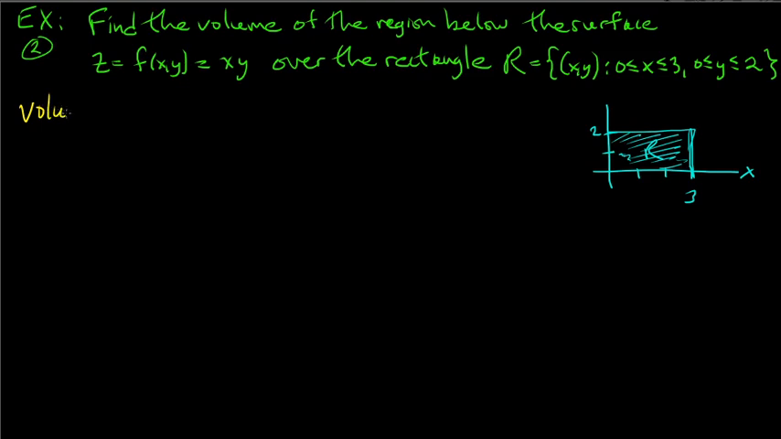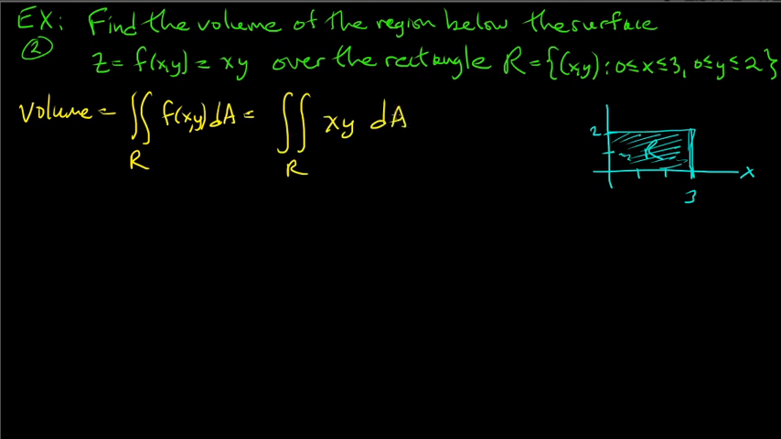So how do we calculate volume? It's the double integral over the region R of this function. Of course, we're given the function. F is just x times y. And now, what's dA? Well, dA is just a tiny little rectangle here. And it's just a matter of, do we want dA to be dy dx? So dA could be dy dx, or it could be dx dy.